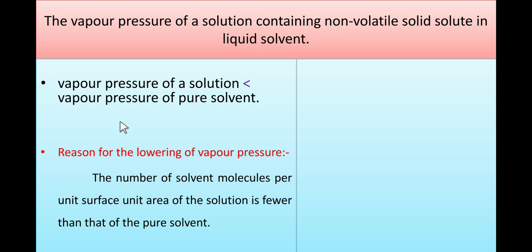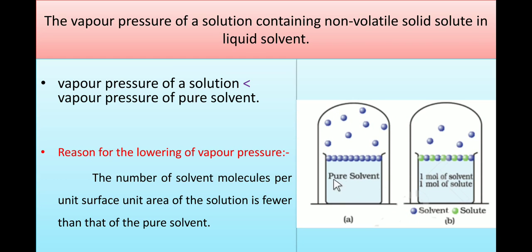Let us see the reason for the lowering of the vapor pressure. The number of solvent molecules per unit surface area of the solution is fewer than that of pure solvent. Let us see a diagram. This is pure solvent and this is a solution containing non-volatile solid solute. Here the blue color balls indicate the molecules of the pure solvent, and the green color balls indicate the non-volatile solute particles or molecules.